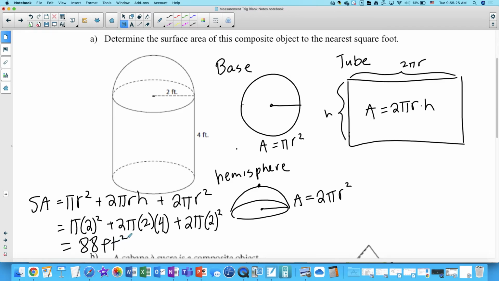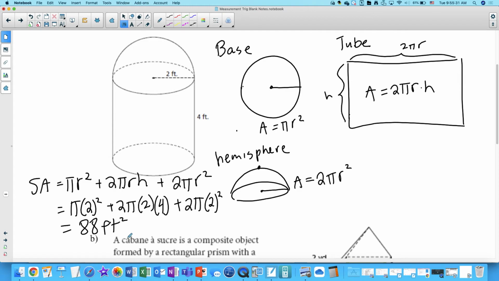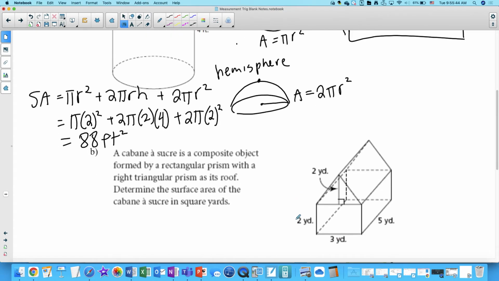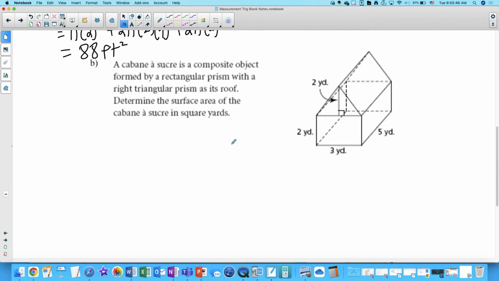Okay? All right, so here's the next one, and this is the last one that we'll do today. A cabane de sucre, I can't speak French, please pardon my terrible accent, is a composite object formed by a rectangular prism with a right triangular prism as its roof. Determine the surface area of the cabane de sucre in yards squared, square yards.